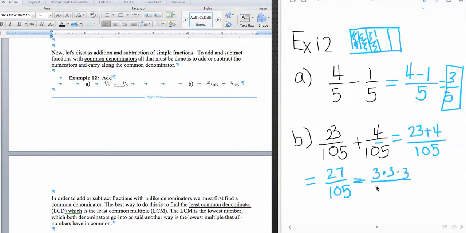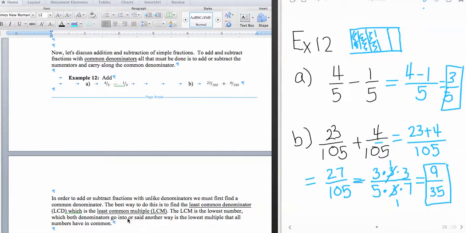And then 105, well, I know 5 will go into that 21 times, and 21 is 3 times 7, so there's the prime factorization of this one. Now I can use canceling to reduce it, so one of those factors with one of those factors, and I cancel there. Now 3 times 3 is equal to 9, and that's 9 over 5 times 7, which is 35. We could have gotten that same answer if we had found the greatest common factor and divided it out of the numerator and denominator.